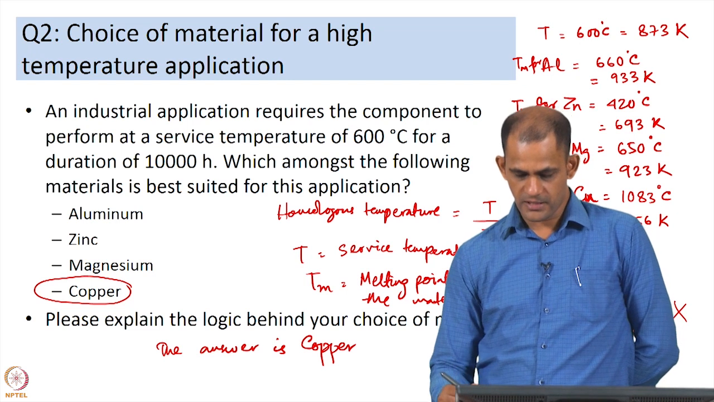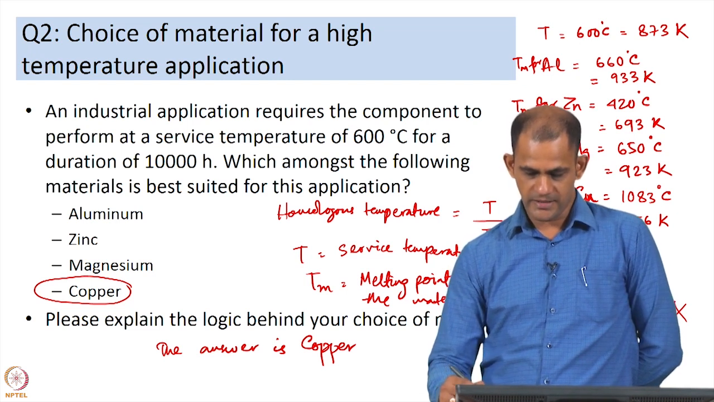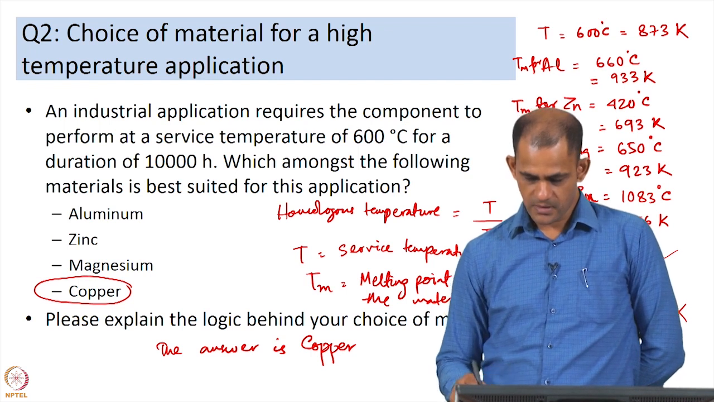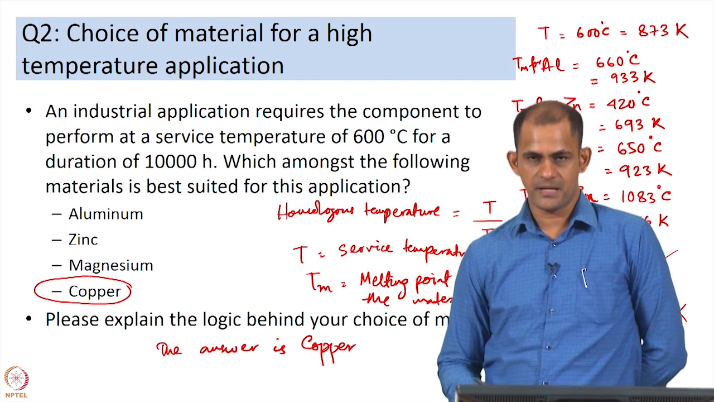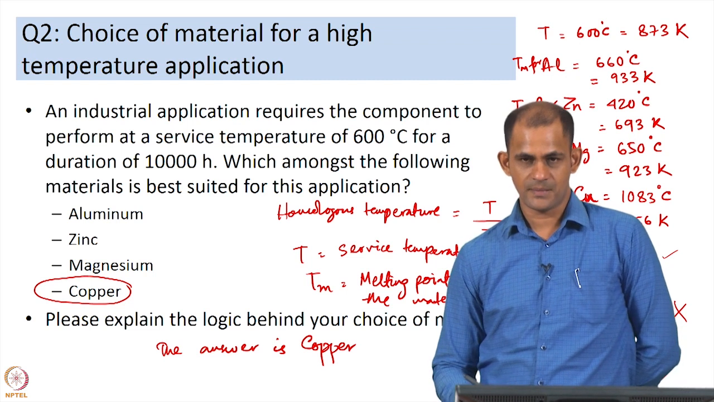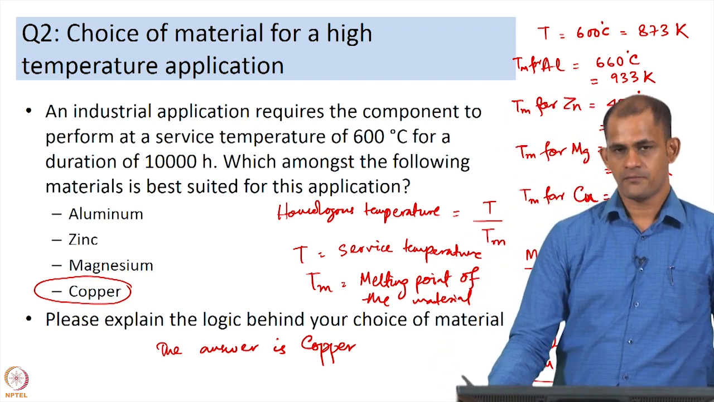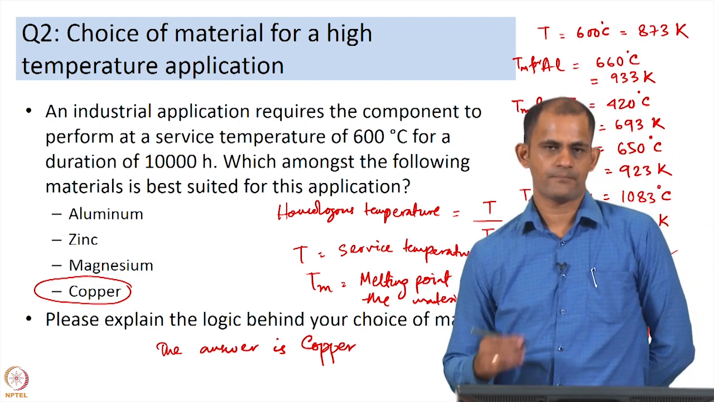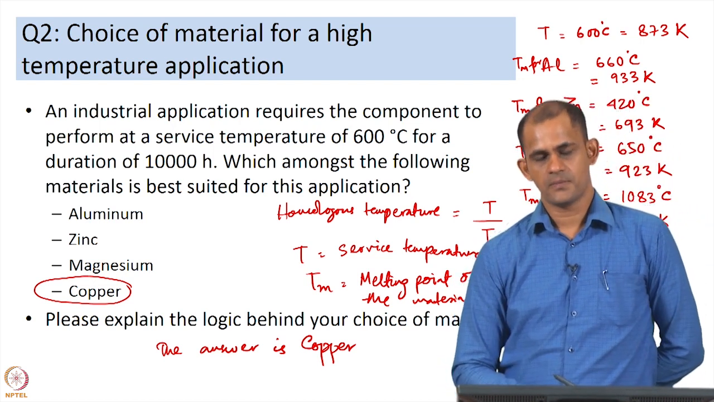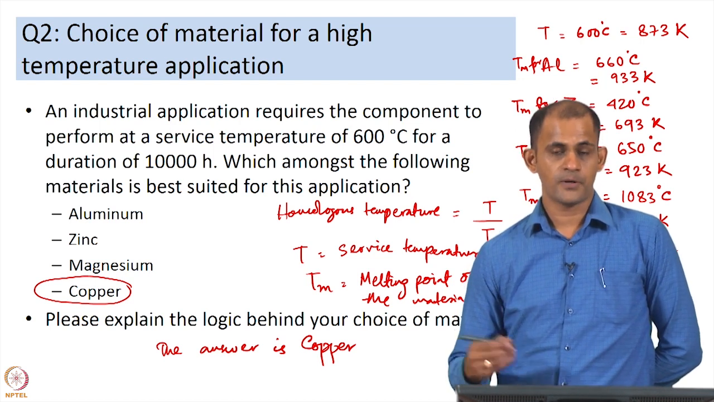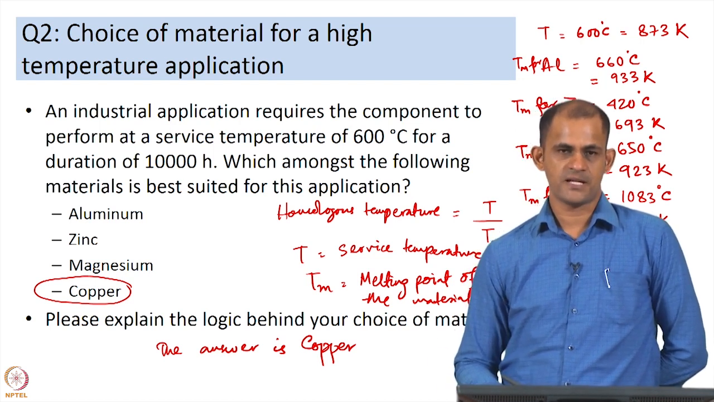And for aluminum and magnesium also the T by Tm is very high. So, among all these materials, the material which has the lowest T by Tm, or the lowest homologous temperature, is copper, which means the material will have high creep resistance at that temperature, and within the listed metals copper could be chosen for this application.